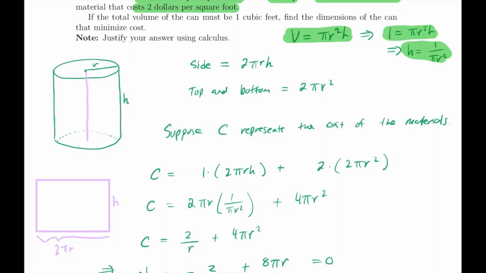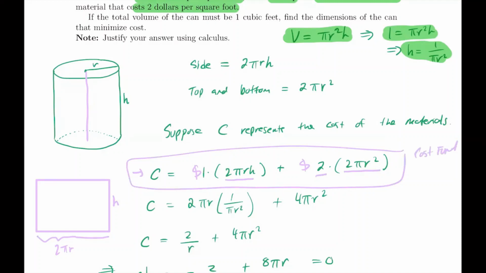So when I'm finding the cost function, which is C, I'm looking at how much it will cost for the side, which is a rectangle. So you have 2 pi r times the height, length times width, and this is the price, $1. And the top and bottom, they're circles. So the area of a circle is pi r squared, but you have two of them, the top and the bottom. That's why I have 2 pi r squared. And this is the cost, $2. So this equation right here is your cost function.